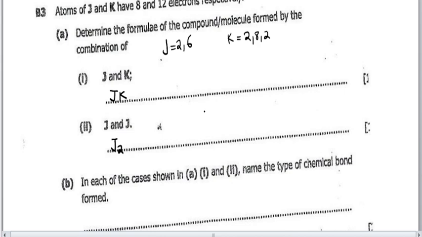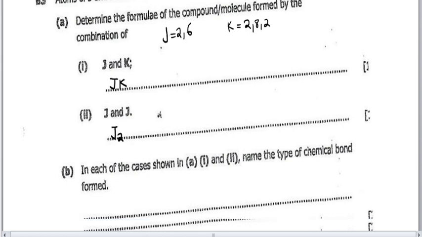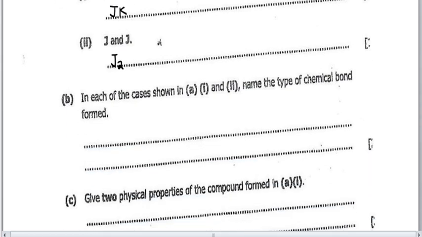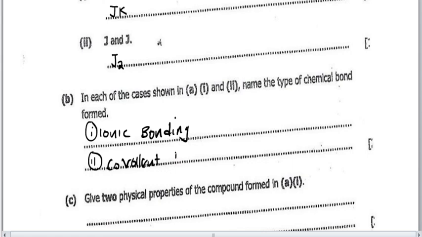In each case as shown, name the type of chemical bond formed. In the first one, since it was between a metal and a non-metal, the type of bond is ionic bonding. In the second one, since it is between non-metals, it is called covalent bonding, the type of bond that takes place between non-metals.